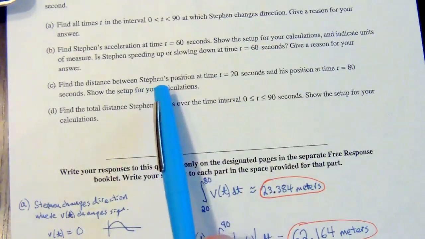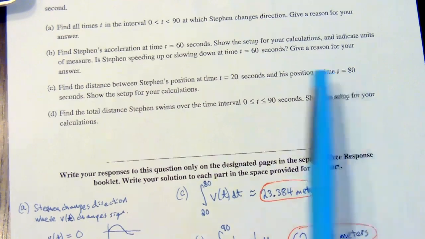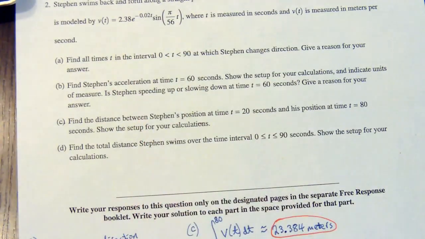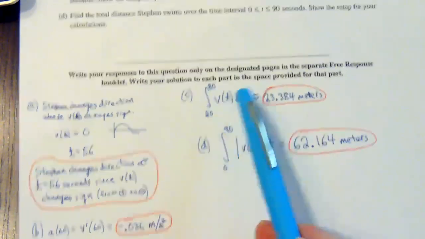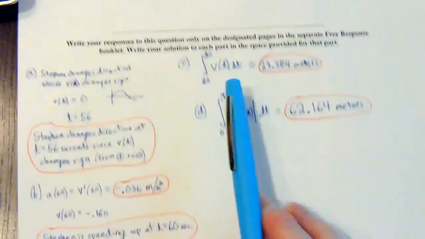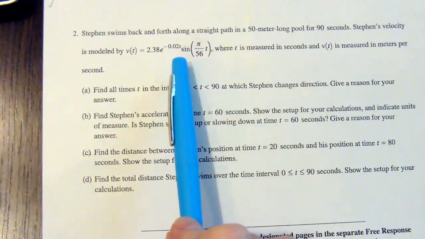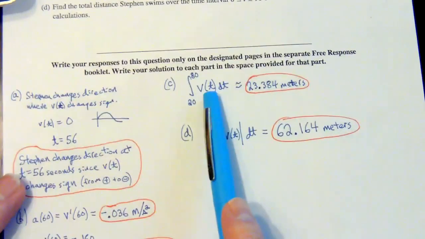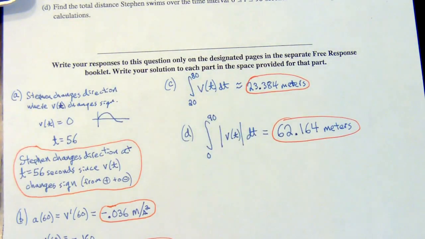Letter C says, find the distance between Stephen's position at t equals 20 and t equals 80. So if this is velocity and I want to go back to position, I need to integrate the velocity. I just integrated the velocity from t equals 20 to t equals 80, and it did the math 9 with that function in there. And again, it was already in there, so if you use that alpha trace button, it should highlight that for you, where you don't have to type it in every single time.